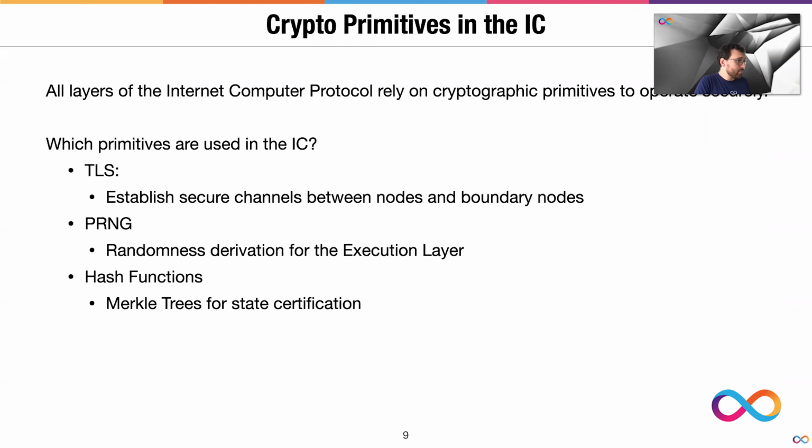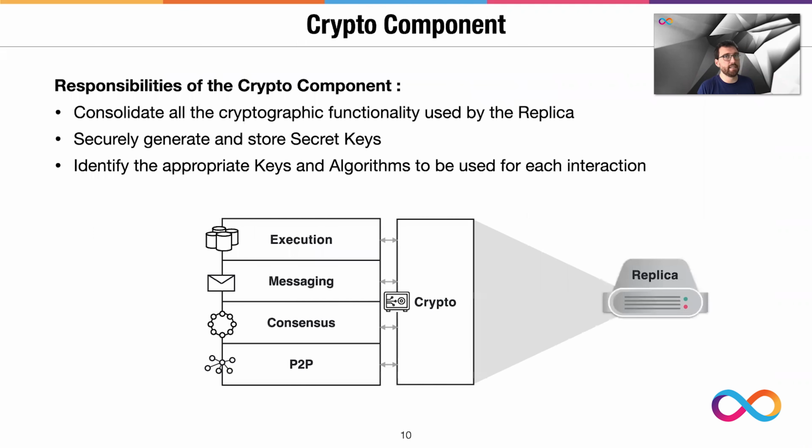And the next question would be: okay, there are so many cryptographic schemes and implementations happening in the Internet Computer, where are they actually implemented? Is this something that is scattered all over the protocol, or is there a dedicated component that deals with this implementation? The answer is that we have a dedicated crypto component that consolidates all the cryptographic implementation in a single place.